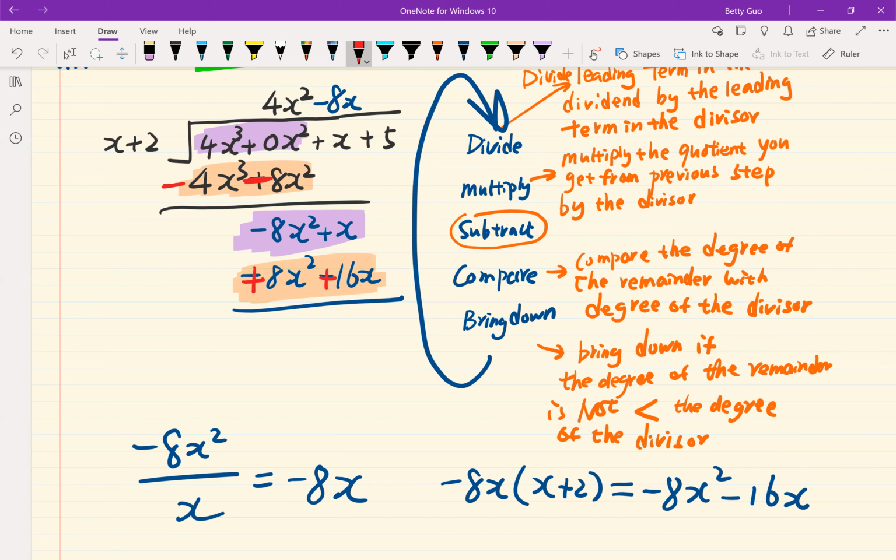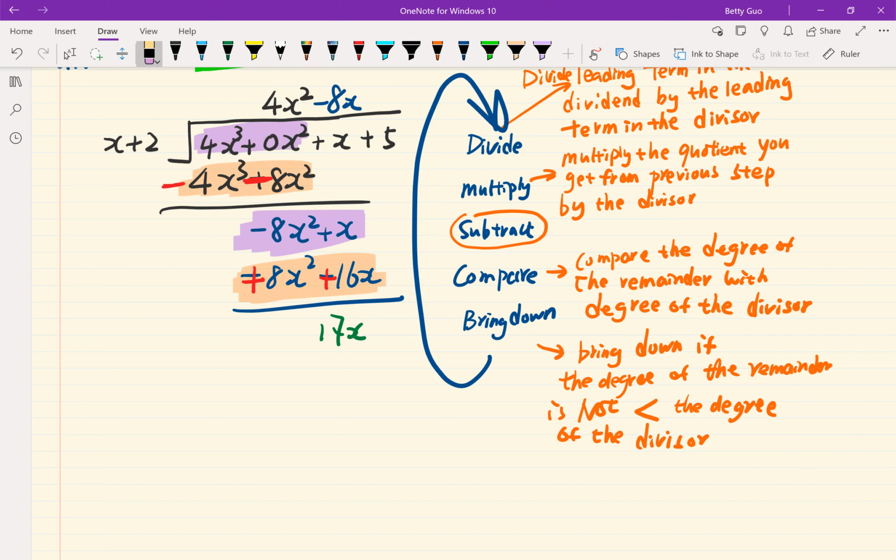Compare what by what? Compare the degree of the remainder. What's the degree of the green remainder? 1. What's the degree of the divisor? 1. It's not strictly less than, so it means we have to continue.